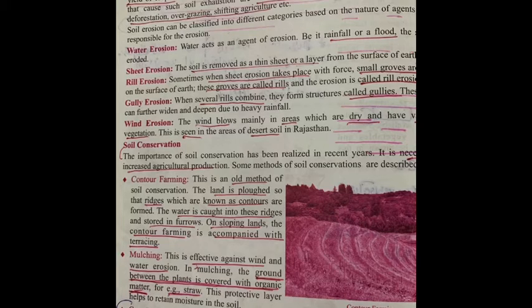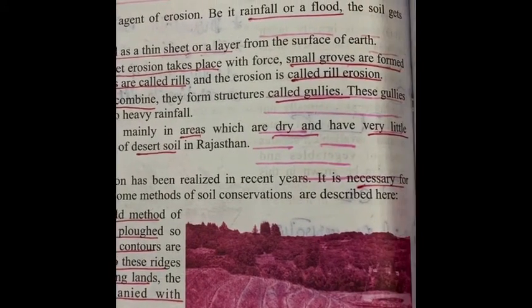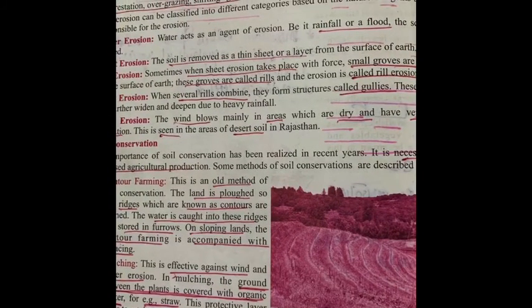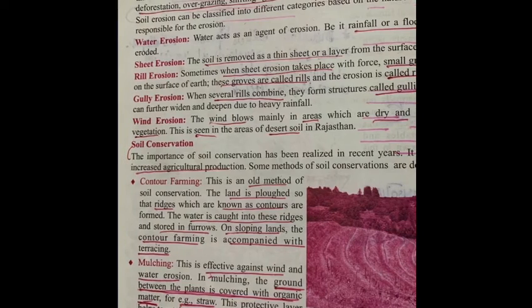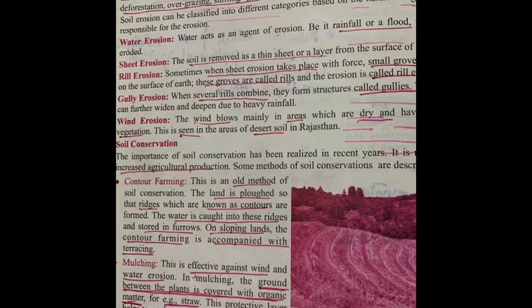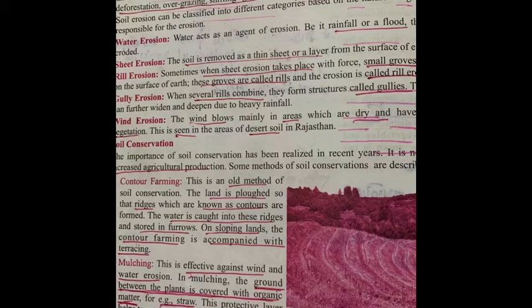Next one, rill erosion. In the process of sheet erosion, small grooves are formed, and these grooves are called rills, and this erosion is called rill erosion. And next one, gully erosion. If the rill gets bigger by combining with other rills, then it is called a gully. And this gully can even develop deeper or wider by heavy rainfall. This type of erosion is called gully erosion.